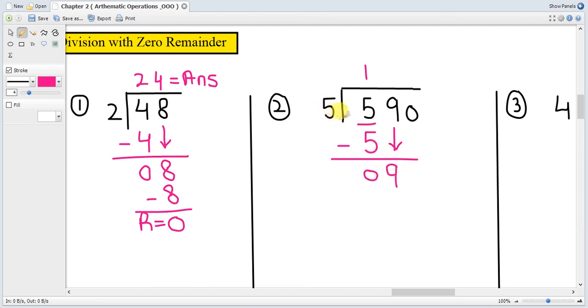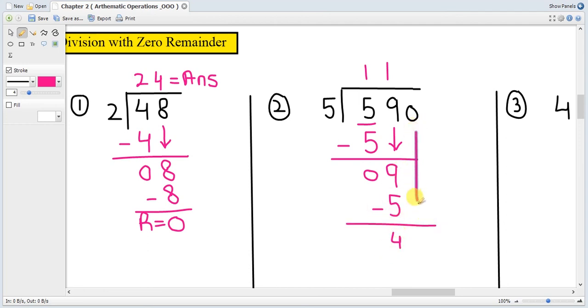So 1 times 5 is 5 and 2 times 5 is 10. Now this 10 is a bigger number. This 10 is bigger than 9. We are not allowed to use that 10 or write that 10. So we have to stick to 9 or less than 9. Since there is no 9 in the times table of 5, I am going to reduce it to 5. 1 times 5 is 5. Now again take away. So 9 take away 5 is 4.